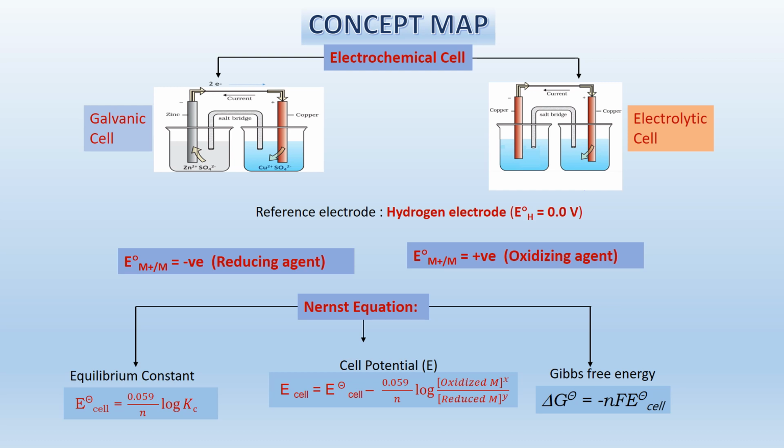And in the cell potential, always remember that the oxidized metal ion concentration raised to its stoichiometric proportion is divided by the reduced metal ion concentration raised to its stoichiometric proportion. Don't forget to put the stoichiometric proportion, right?